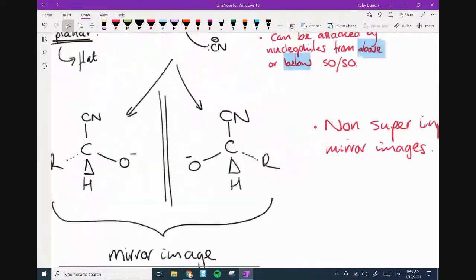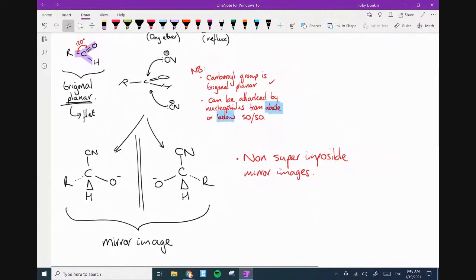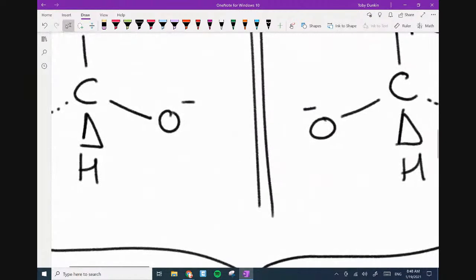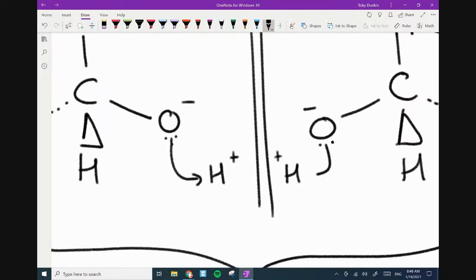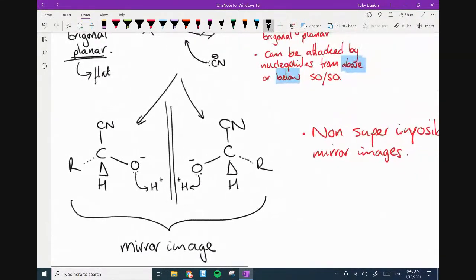So, by the way, just to finish off the mechanism, I hate not finishing a mechanism. What's now going to happen is these are going to pick up H+. Final step in the mechanism. There we go. All finished. Going to form a hydroxynitrile.